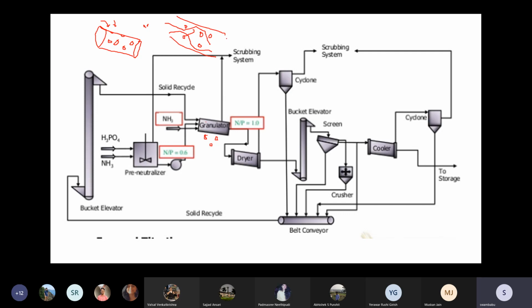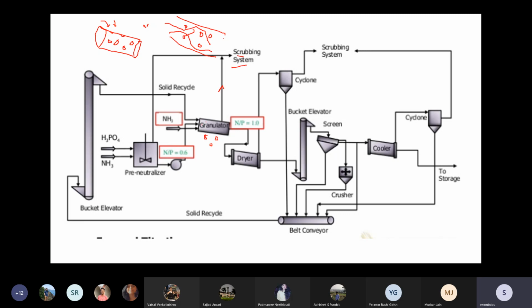Some of the ammonia gas may not be completely utilized. So those unutilized ammonia gases are taken back and again introduced into the pre-neutralizer. If any particles come along with this ammonia gas, they will be removed with the help of the scrubber.